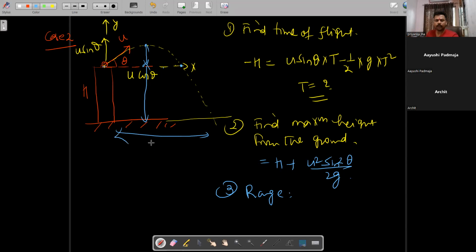Tell me. Sir, in time of flight, how does sine theta cancel out? No, it will not cancel out. You have to solve it as a quadratic equation. There is a quadratic in t, no? How do you find roots of a quadratic equation? Minus b plus minus under root b square minus 4ac upon 2a, no?